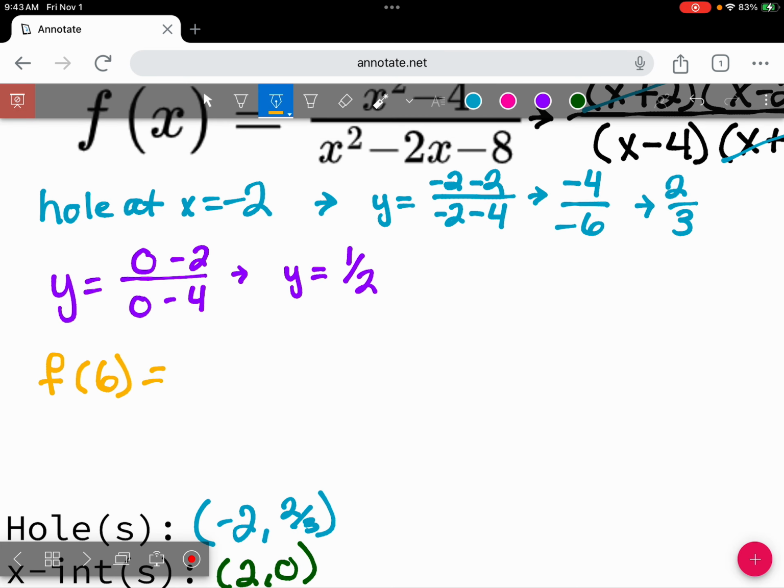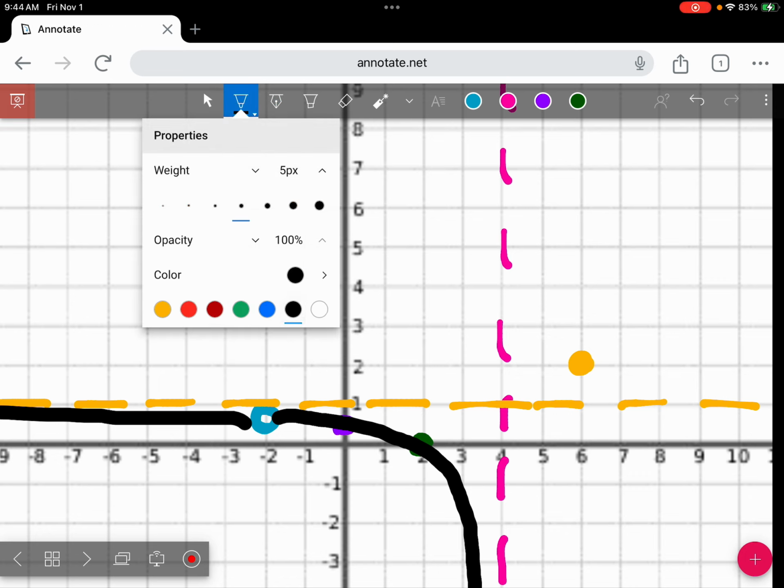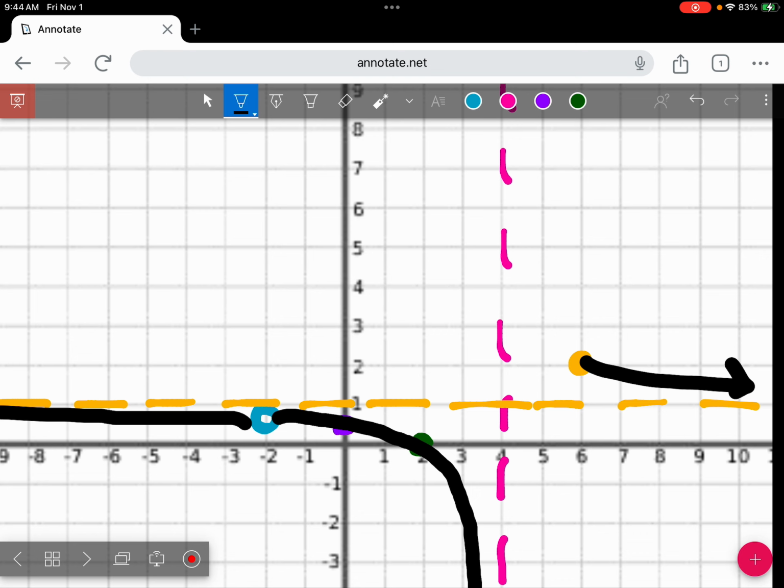I've now heard 2 different answers here. 6 minus 2 gives us 4. 6 minus 4 gives us 2, so it should be 2. So we have 6, 2. And now I can see where that is relative to my asymptotes. We can get our shape going up. So it's going to look like that.